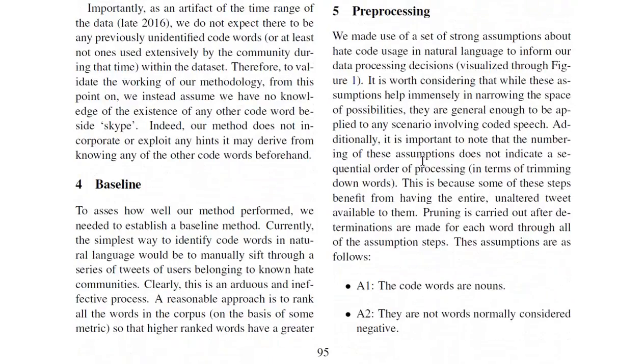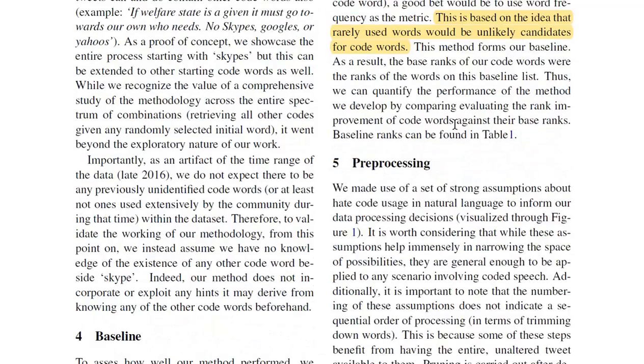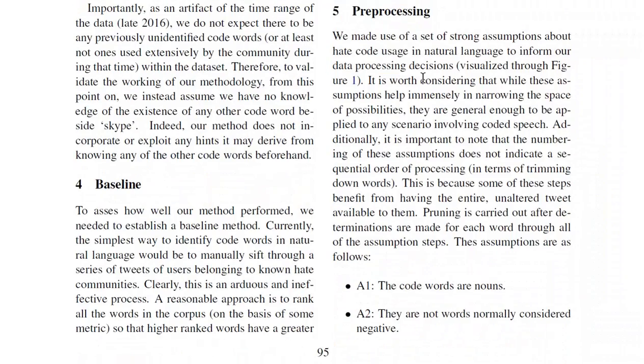Alright, so the pre-processing. We made use of a set of strong assumptions about hate code used in natural language to inform our data processing decisions, visualized through Figure 1. It is worth considering that these assumptions help immensely in narrowing the space of possibilities. They are general enough to be applied to any scenario involving coded speech. Additionally, it is important to note that the numbering of these assumptions does not indicate a sequential order of processing in terms of trimming down words. This is because some of the steps benefit from having the entire unaltered tweet available to them.